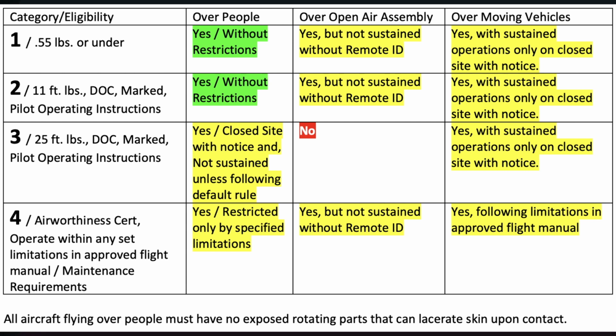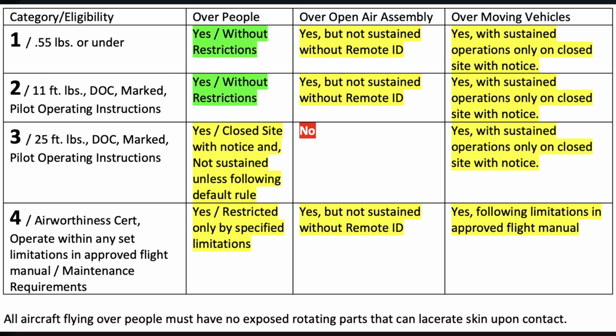And then everyone that's going to be in this video, that's going to have the drone flying over them, would need to be on notice that this will be occurring. And even then, you're not really supposed to be flying over them sustained. Can you fly over an open air assembly? It says no. So that would take you out of your concert footage, except for maybe those people on the outer edge. And then over moving vehicles, yes, with sustained operations only on a closed site with notice.